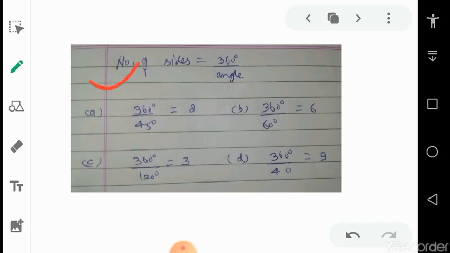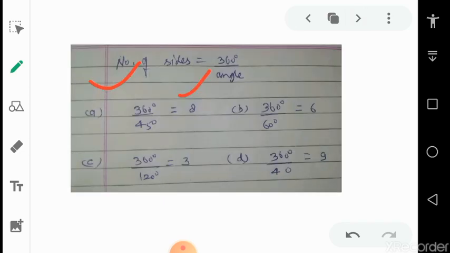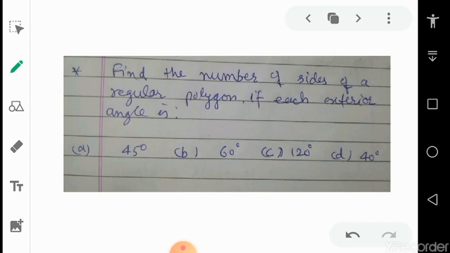First we'll write the formula, number of sides equals 360 degrees upon the value of the angle. Okay, now the angle is 45 degrees for the first option. So we divide 360 degrees by 45 degrees, we get 8. It means the number of sides is 8 in the polygon. Again we can say if we have an octagon, it means each exterior angle will be 45 degrees, as given in the question.